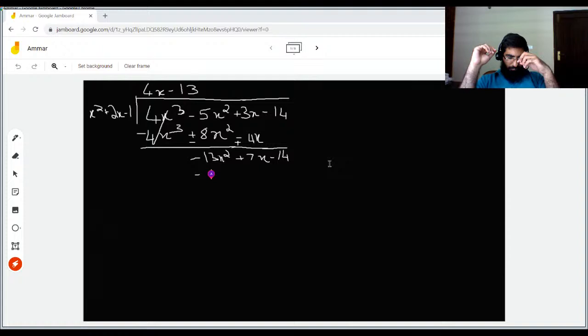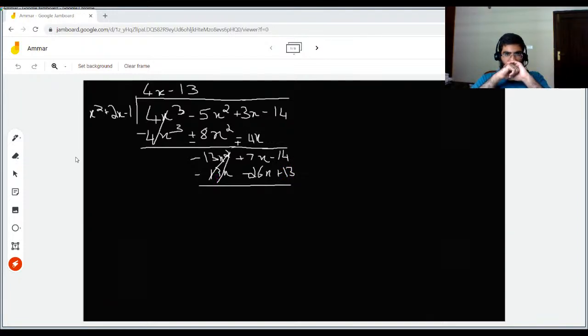Plus minus 26x and plus 13. So this cut and then it becomes 26, plus, right? It becomes plus. So 7 plus 26 is what? 33.